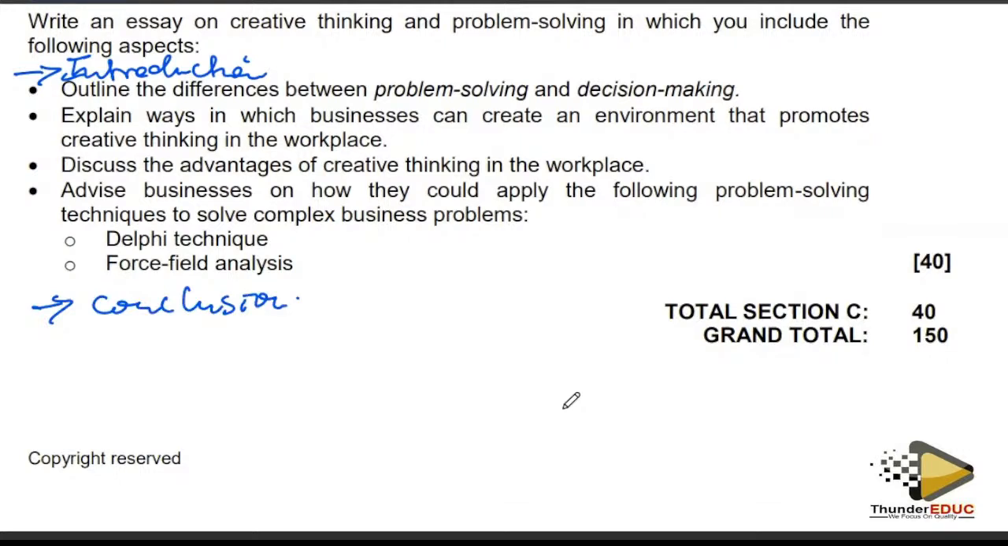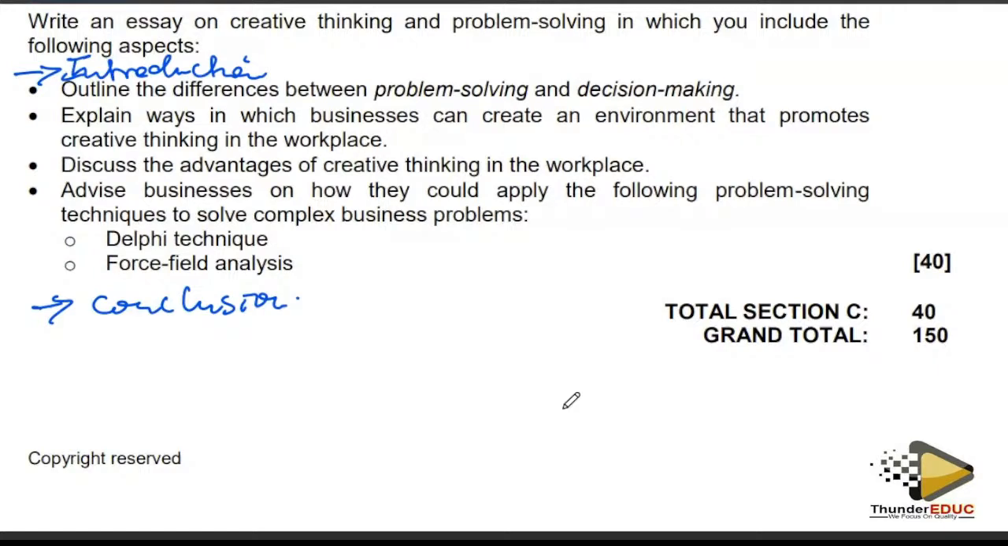The first one, we expected to give the difference between problem solving as well as decision making. So now let's check the difference between these two. Problem solving: problems can be solved by a group or a team, which makes the process consultative. Also, decision making is often done by one person or a member of senior management, which makes the process authoritative. Also under problem solving, alternative solutions are generated, identified and critically evaluated. When it comes to decision making, various alternatives are considered before deciding on the best one.